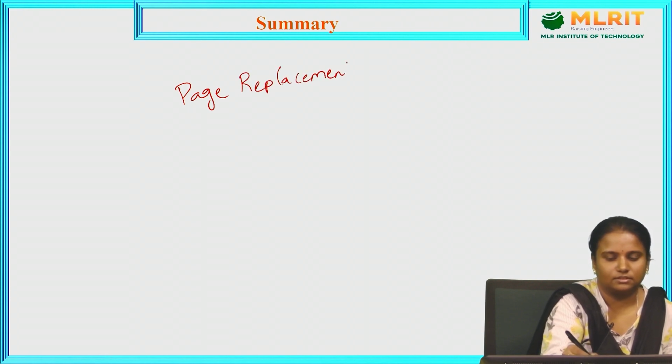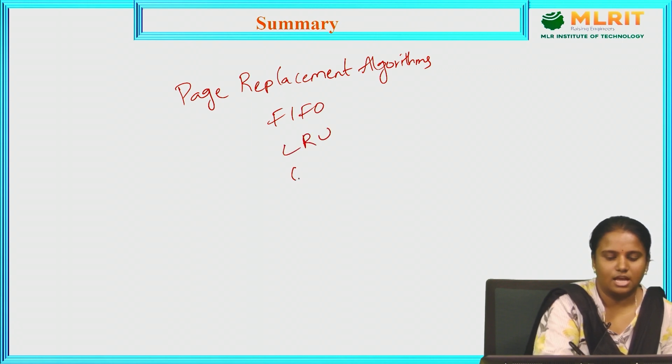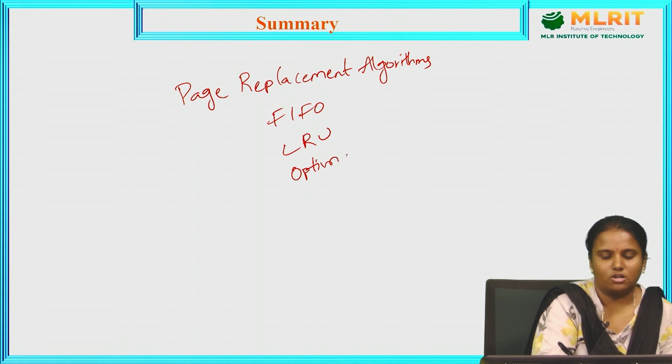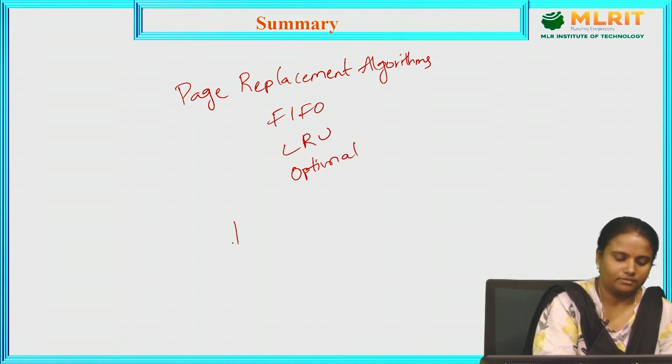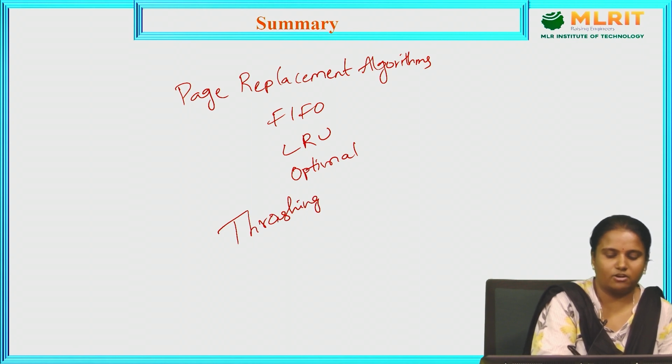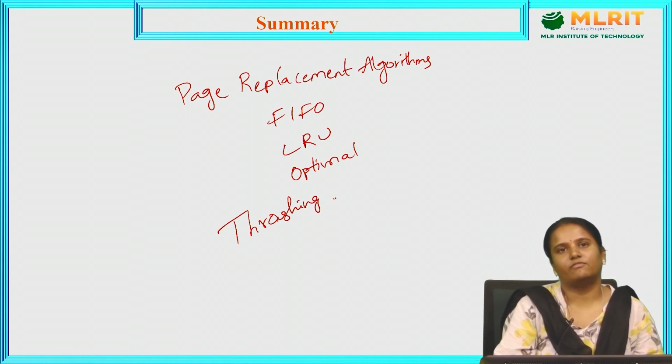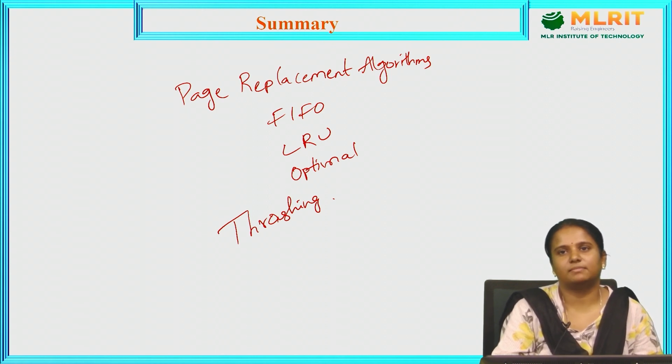In this video we have discussed page replacement algorithms: FIFO, LRU, optimal. And also we have discussed thrashing, how thrashing is caused by a high level of degree of multiprogramming, and what the page replacement policy is, and what we mean by page replacement algorithms.